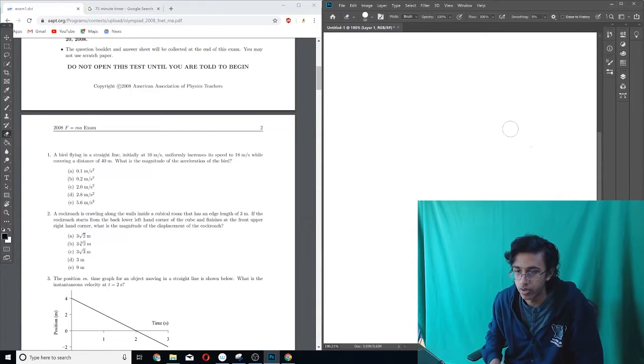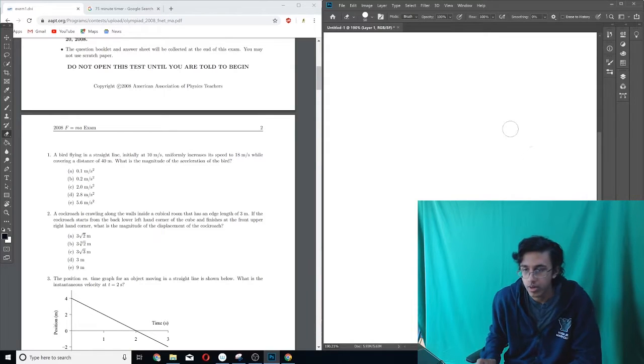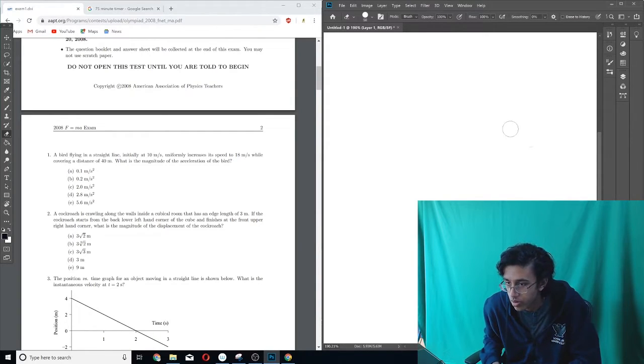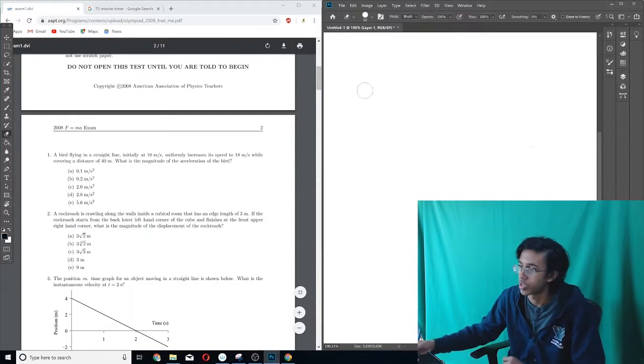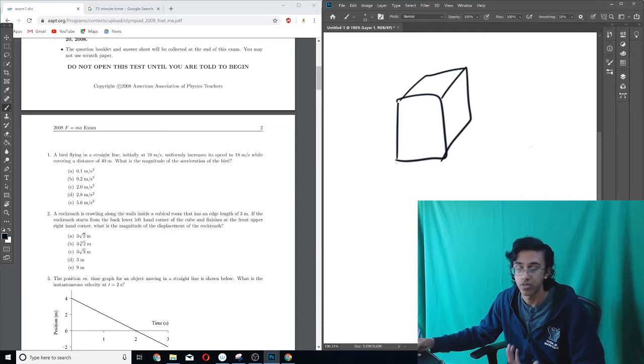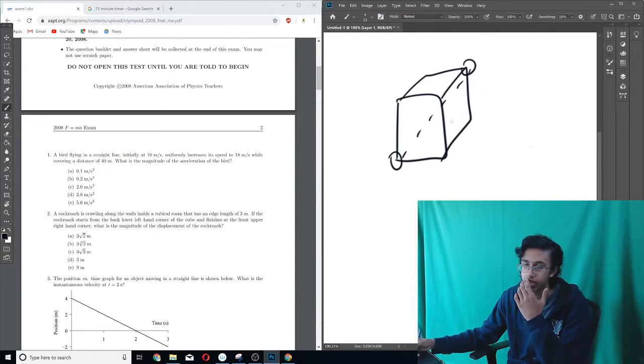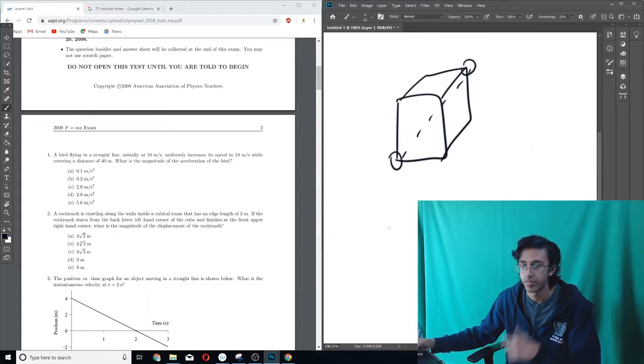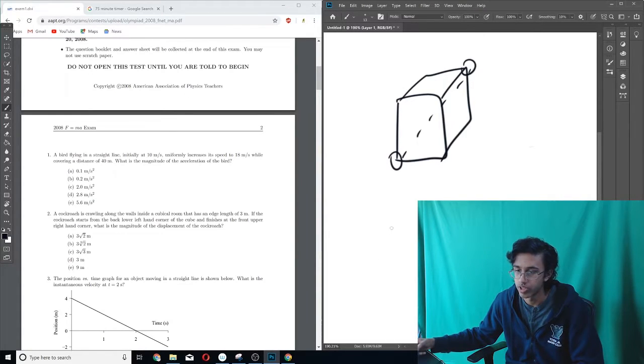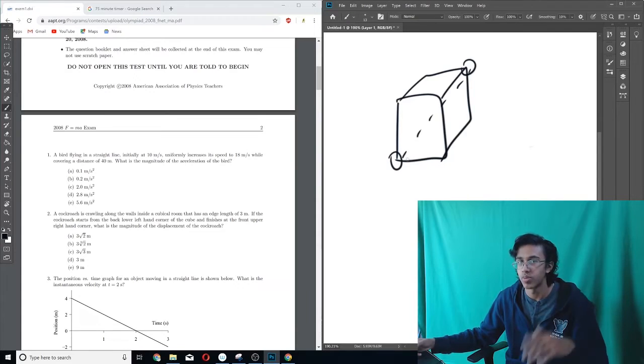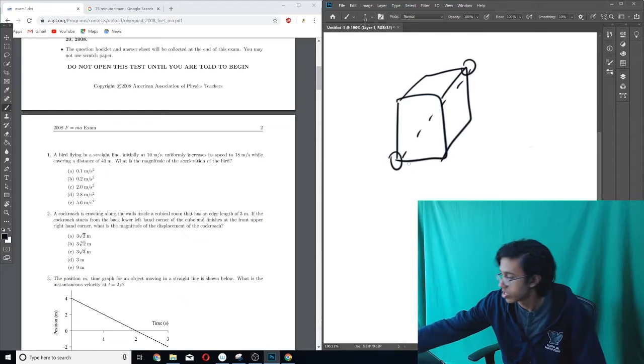Alright, number 2: a cockroach is crawling along the walls inside a cubicle room that has edge 3. If the cockroach starts in the back lower left hand corner of the cube and finishes at the upper right hand corner, what is the magnitude of displacement? Alright, so we just have a cube, and it goes from this corner to this corner, and then we just have to find the space diagonal. That's just root 3 times the side, so 3 root 3 should be the answer. This is just something you should memorize, right? In a cube, the space diagonal is root 3 times the side length. So it's C.